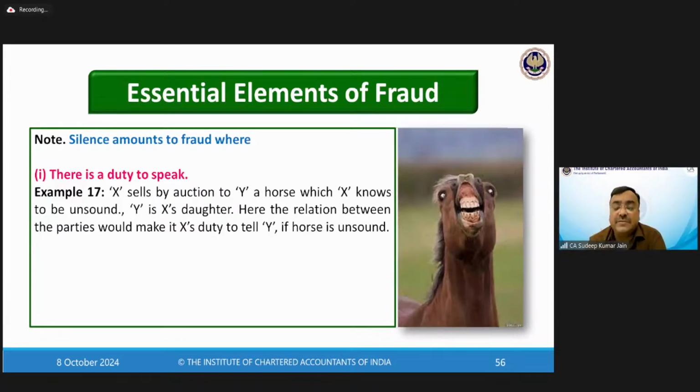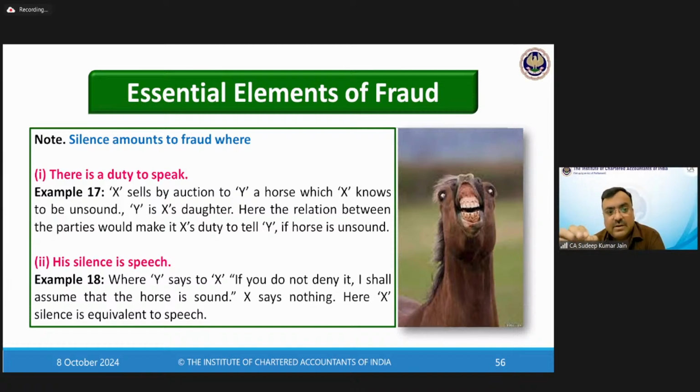First, there is a duty to speak and his silence is speech. Only in two categories is silence fraud. First, duty to speak and his silence is equal to speech. See example number 17. X sells by auction to Y a horse which X knows to be unsound. Y is X's daughter. Here the relation between the parties would make it X's duty to tell Y if the horse is unsound. यानी कि X ने अपनी बेटी को ही घोड़ा बेचा है, तो यहाँ पर ड्यूटी बनती है X की कि अपनी डॉटर को बताए कि घोड़ा अनसाउंड है, नॉर्मल नहीं है.